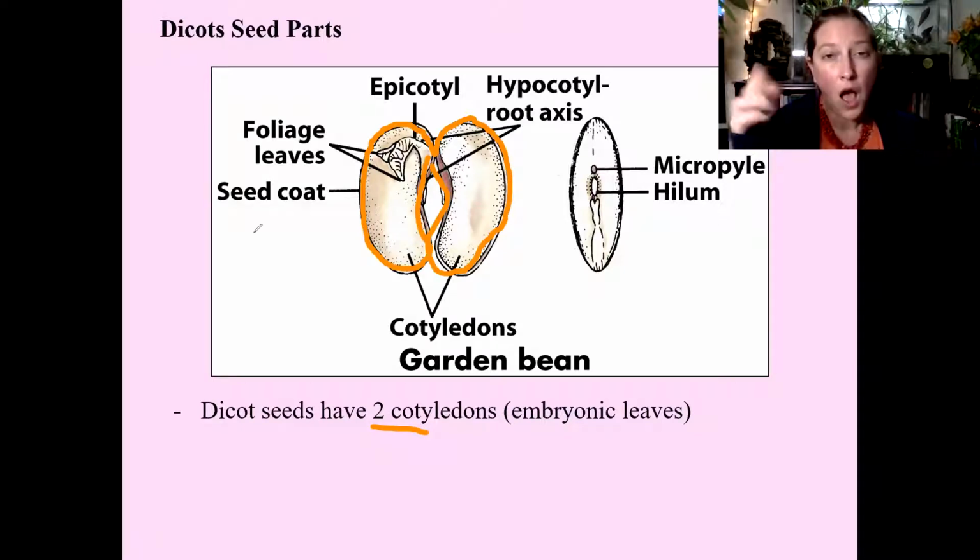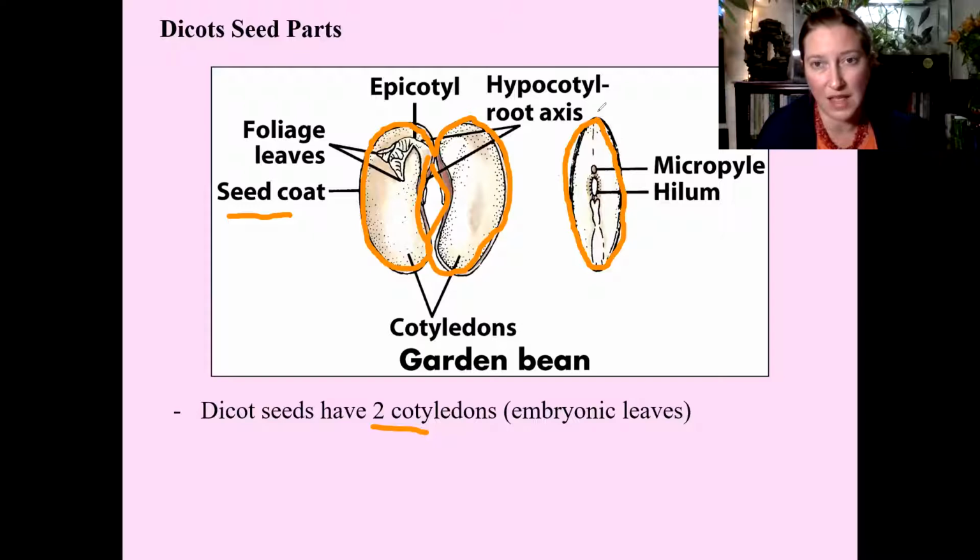Let's see, other parts of the seed here, you have a seed coat, which this is right here. This is a full bean that hasn't been split. And the thing that you're actually seeing on the outside, all this part here, is the seed coat, which helps protect the seed.